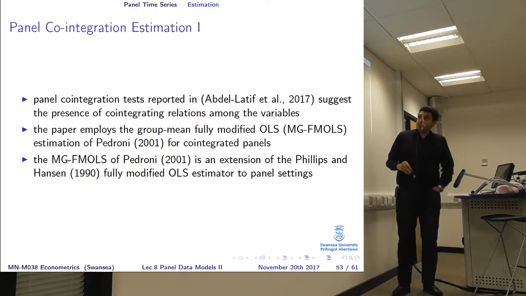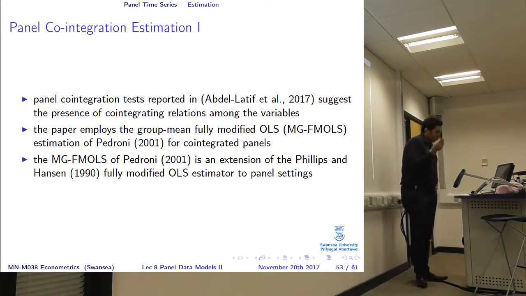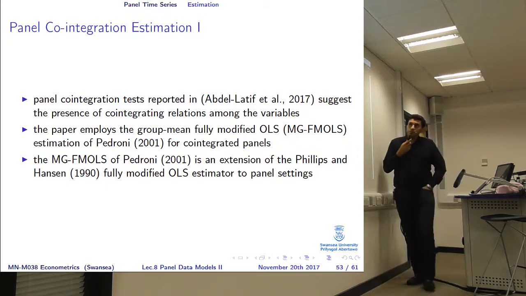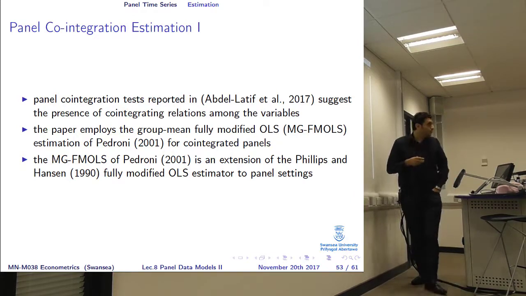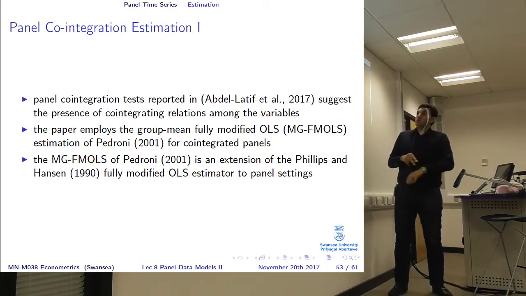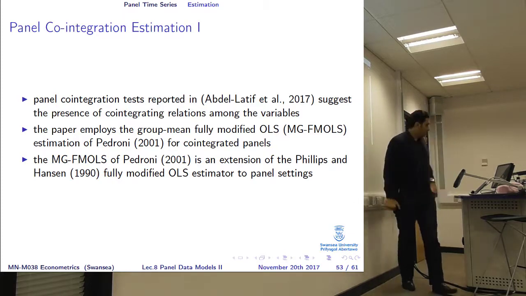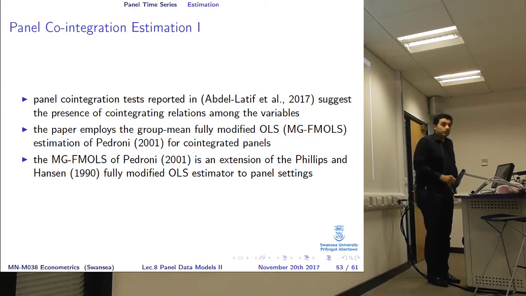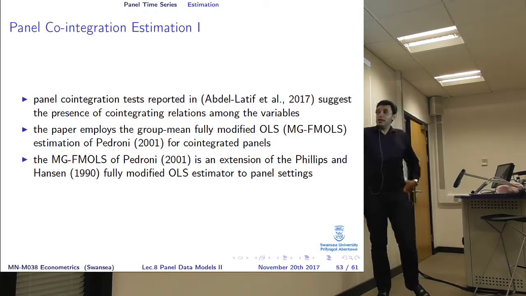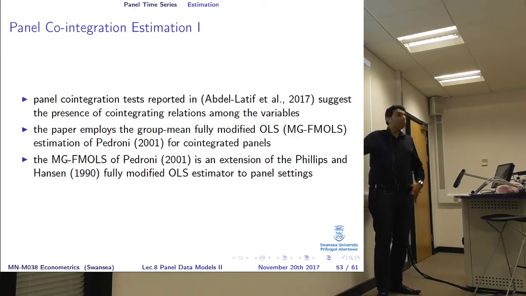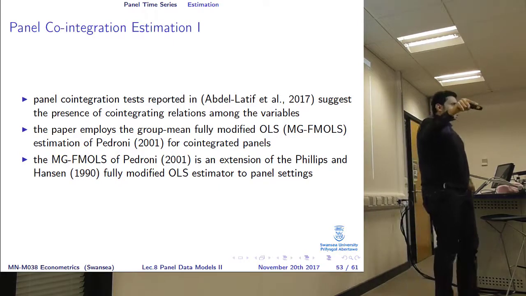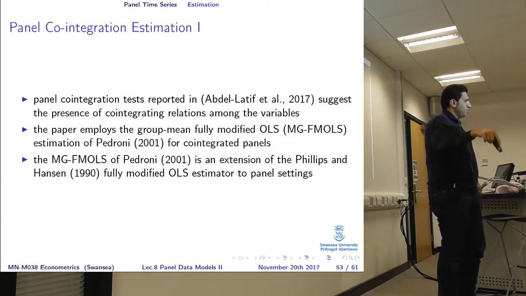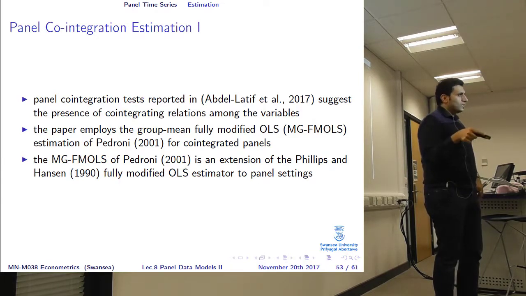So the panel cointegration test reported in the previous slide and in the paper suggests the presence of cointegrating relations among the variables. And to estimate the model, we used, as I said, the group mean fully modified OLS, which, by the way, was proposed by Pedroni 2001, and it is actually designed for cointegrated panels. So you need first to confirm that there's cointegration, okay? That's why we did the panel unit root test, and we did four tests. Why did we do four tests? Because they are of low power, all of them. So we wanted different ways.